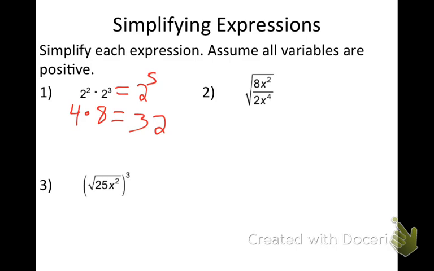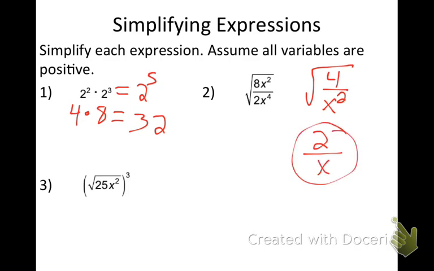Number 2, I have the square root of 8x squared over 2x to the 4th. Now, I have a fraction here. I want to simplify the fraction first. So what is 8 divided by 2? 4. So I have the square root of 4 over what is x squared over x to the 4th? I get x to the 2nd, because when I divide, I subtract exponents. So I get x to the 2nd. And now I simplify that. What's the square root of 4? Square root of x squared.